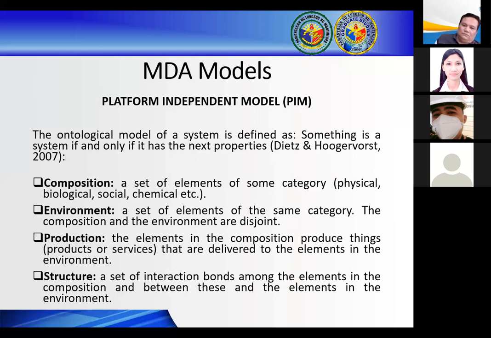An important characteristic is the category to which the elements of the system belong: physical, biological, social, chemical, etc. In the case of MDA, we start with the model of an enterprise. By model translation, it is tried to convert this model into a model of a software system.